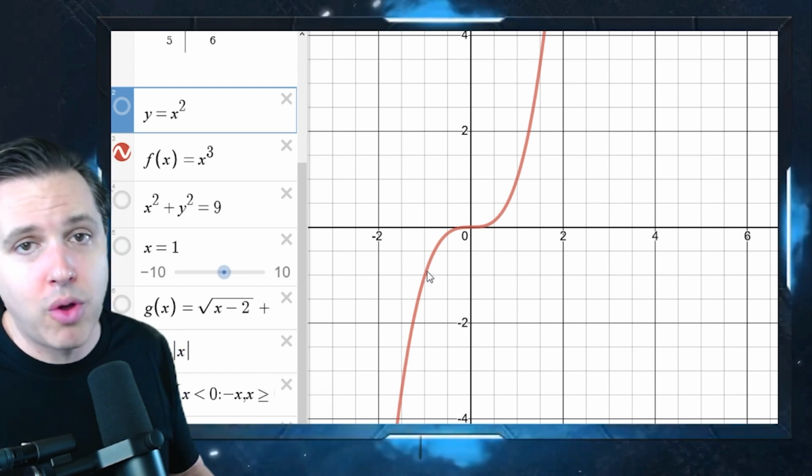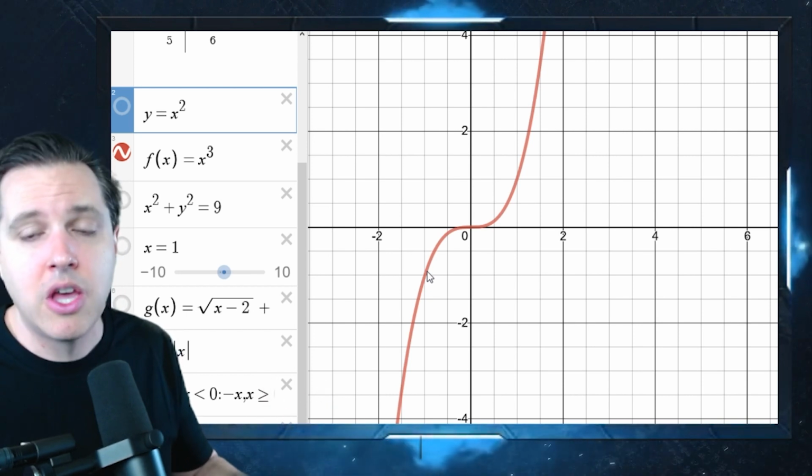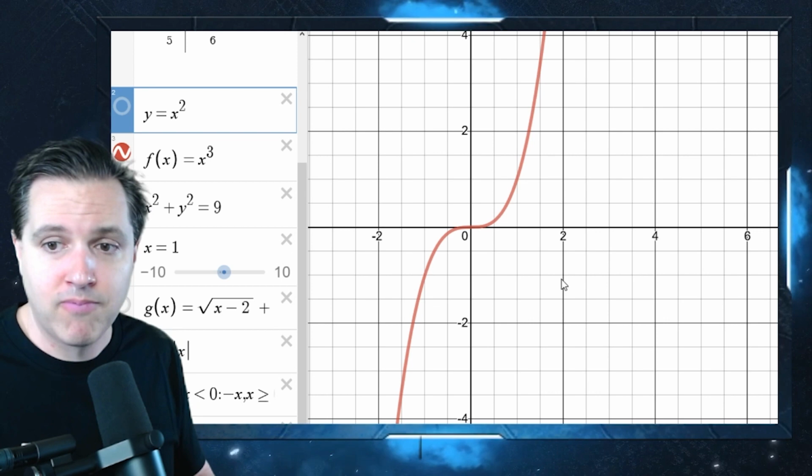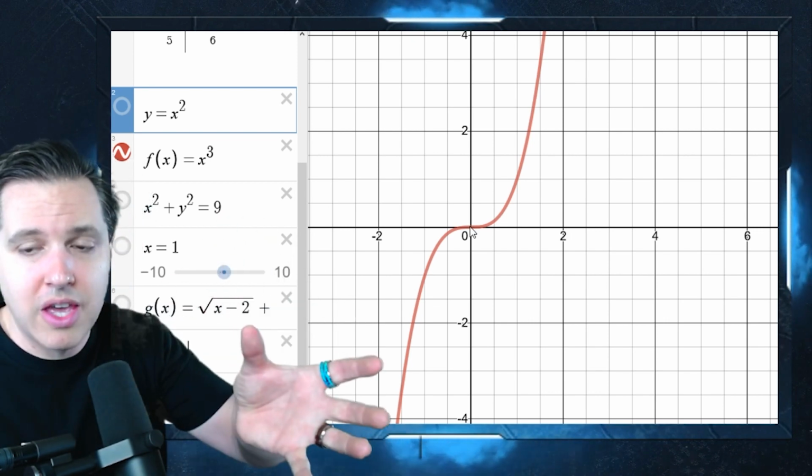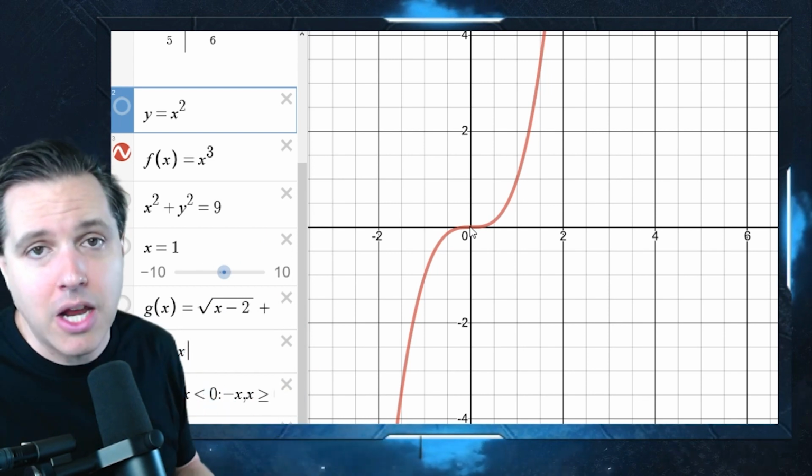It also has what we refer to as rotational symmetry. So you can imagine if you took this shape, pinned it down right at the origin here, and then twisted it halfway around, it would line up on itself again.